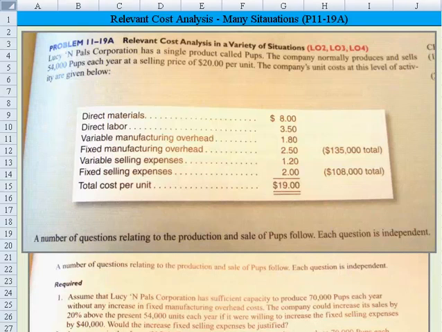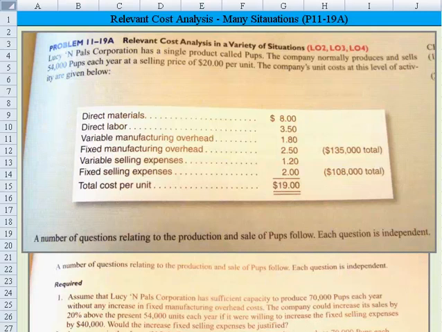Hi everyone, let's take a look at this relevant cost analysis involving many situations. It's problem 11-19A, and let's start off by reading it. I know that you can see the screenshot of the problem in front of you, but not all the words are real clear. So this one involves relevant cost analysis in a variety of situations.